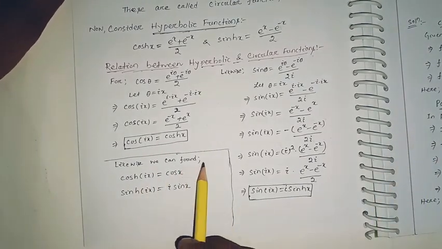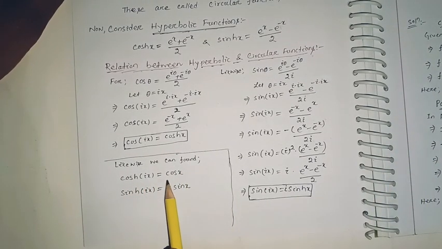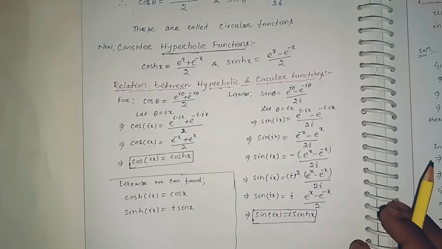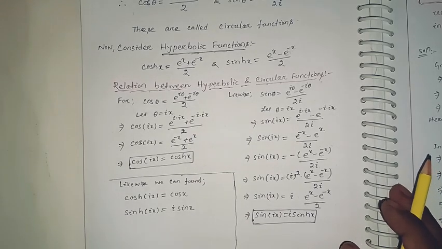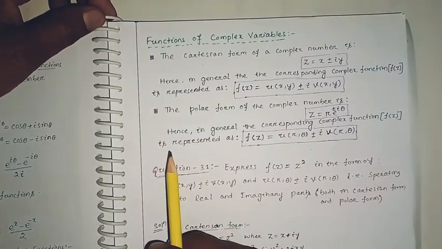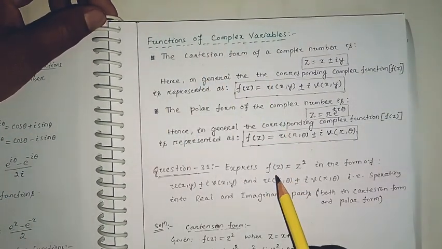Likewise we can also find cosh ix will be equal to cos x, and sinh ix will be i sin x. So here I suggest to all of you that you just remember these functions, which are essential to solve the numericals. Now we are going to go for the complex functions of complex variables.